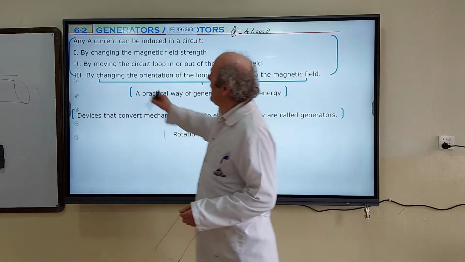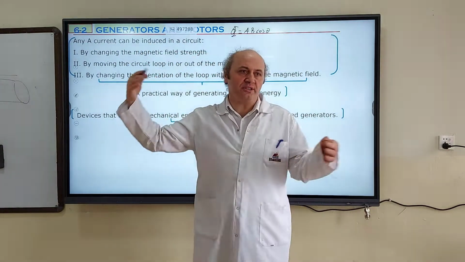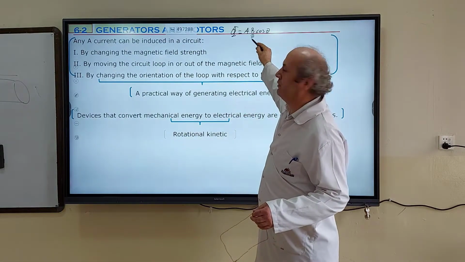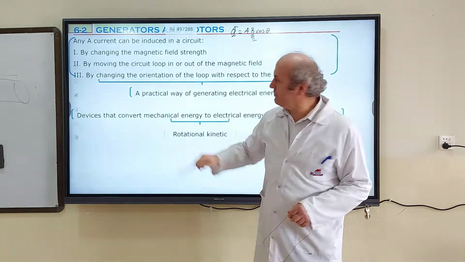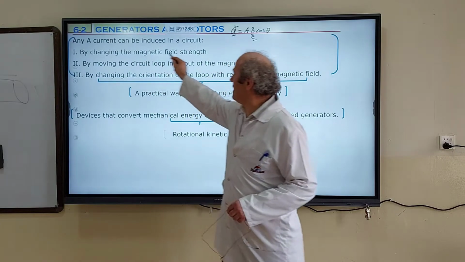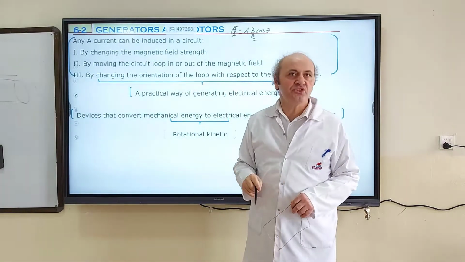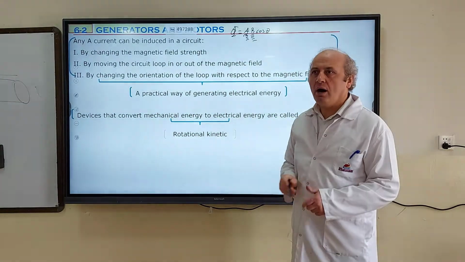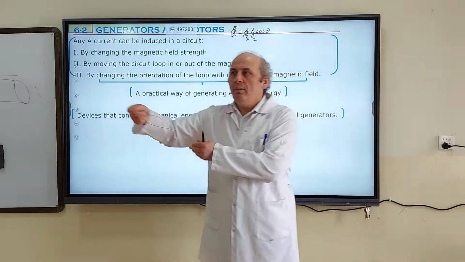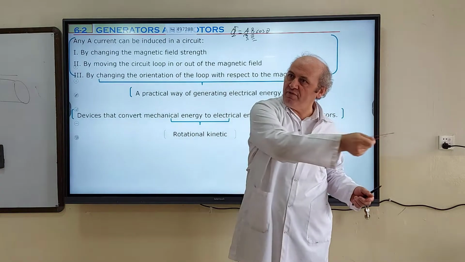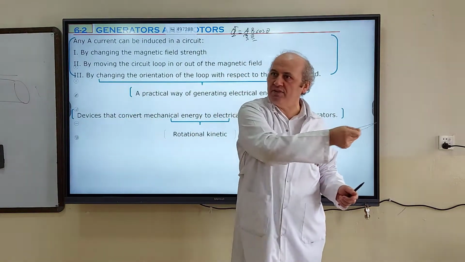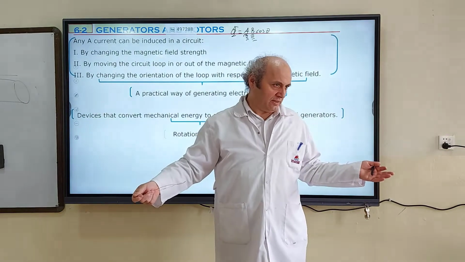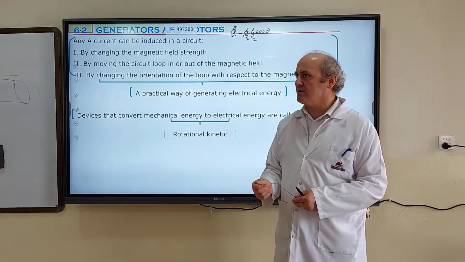First one. A current can be induced in a coil in 3 ways. Changing the magnetic field intensity, by changing the magnetic field strength. Second, changing the area. So hold the loop, push it into the magnetic field, take it out, push it in, take it out. By this way you can change magnetic flux as well. So the second method is that.